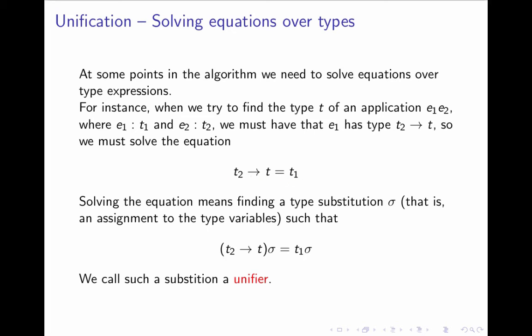And this really means finding a type substitution such that if we apply the substitution on the left-hand side and we apply the substitution on the right-hand side, we get the same type. And the substitution, which has this nice property, we will call a unifier. Can we find such a unifier? Yes.